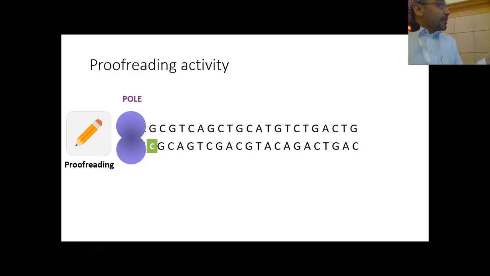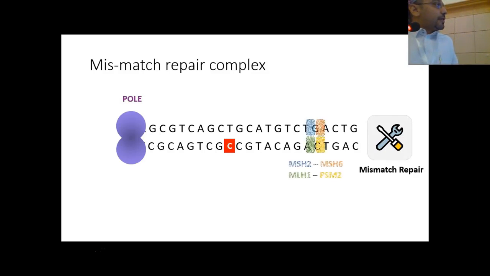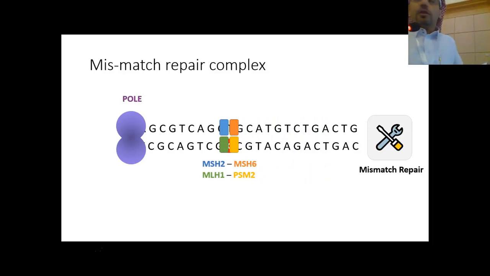Sometimes, even with this proofreading, it's not perfect. Sometimes there are mutations that are missed by the polymerase. So we need another solution for this, and this is where the mismatch repair system that Dr. Fuad was describing comes into the picture. These are four different genes in a complex: MSH2, MSH6, MLH1, and PMS2. They will go and scan the DNA, looking for those mutations and fixing them.